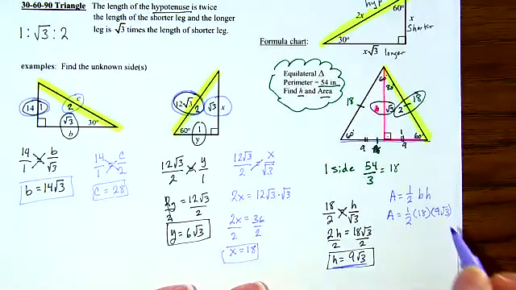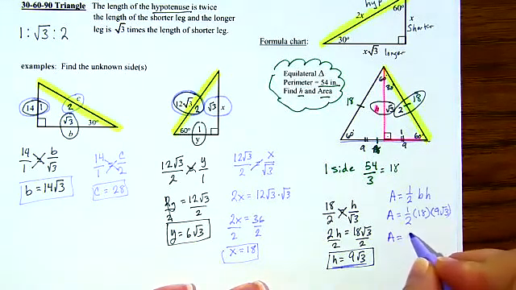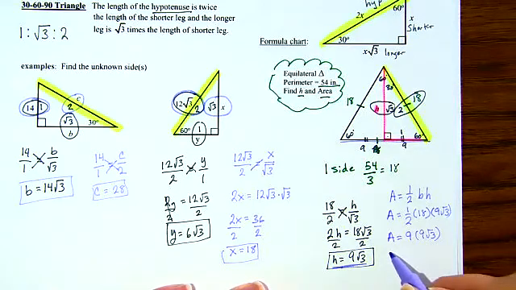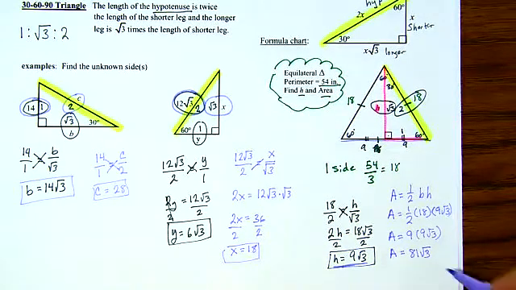So area equals 1/2 of 18 times 9 radical 3. All right, so I'm going to kind of do this in steps. So half of 18, area equals 9 times 9 radical 3. And we get area equals 81 radical 3 inches squared.